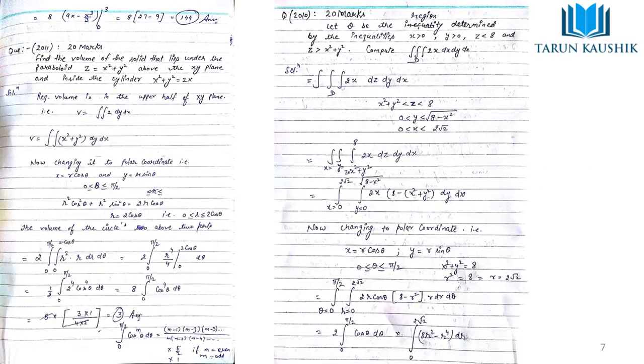I already solved. Okay, now the next question for the 20 marks in 2011. Find the volume of a solid that lies under the paraboloid z equal to this.